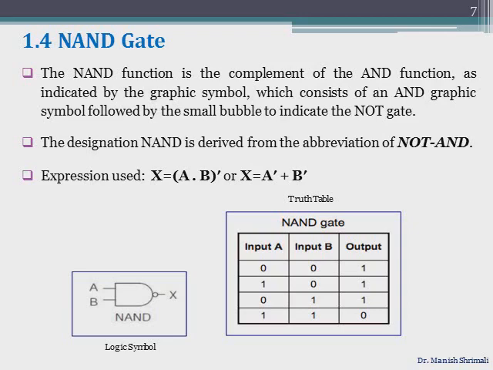This is the logic symbol, and here it is the output of NAND gate. So here you can see that in the case of output, when both the inputs are 1 it gives 0, and when either of the input is 0 the NAND gate gives output as 1.